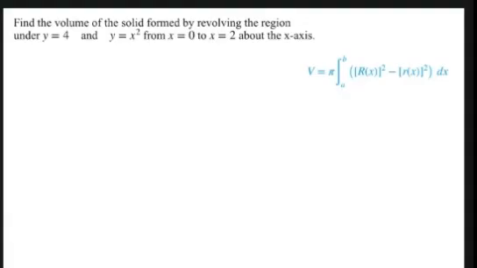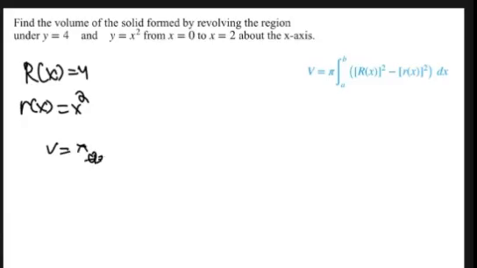Next, we're going to find the volume of the solid formed by revolving the region bounded by y equals 4 and y equals x squared from x equals negative 2 to x equals 2 about the x-axis. So this is another washer problem. The region is between the horizontal line y equals 4 and the parabola y equals x squared, and we revolve it around the x-axis. So the outer radius is 4, inner radius is x squared, and then we just get pi times the integral from negative 2 to 2 of 4 squared minus (x squared) squared dx.